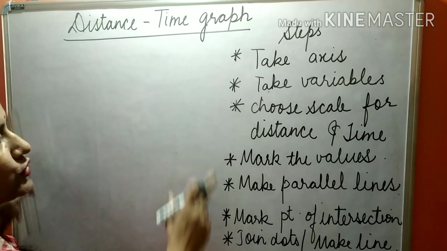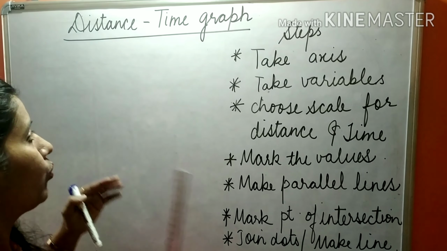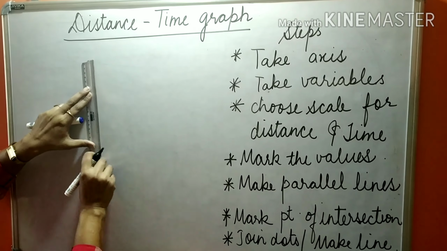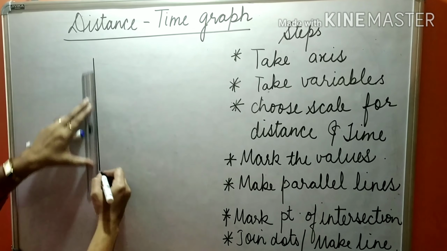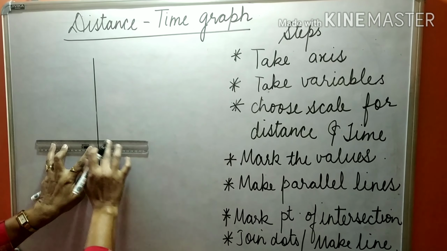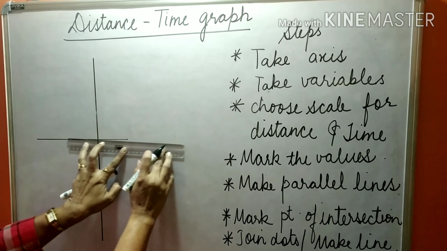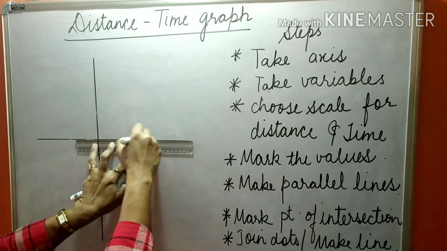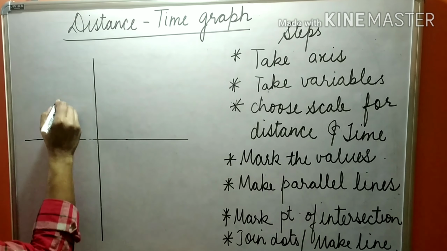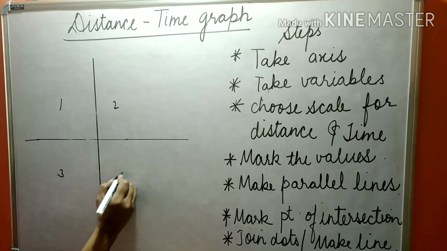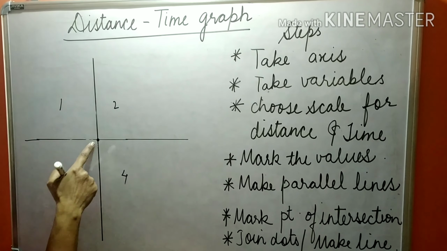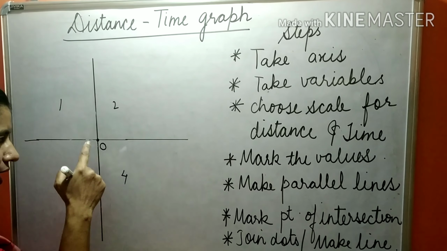First of all, this is your page. Now I have a scale. What I do, I divide my page in 4 halves. So let's divide your page in 4 halves. So I have divided my page in 4 halves: 1, 2, 3 and 4. Means I'll make lines which are intersecting at a particular point and will take it as O.